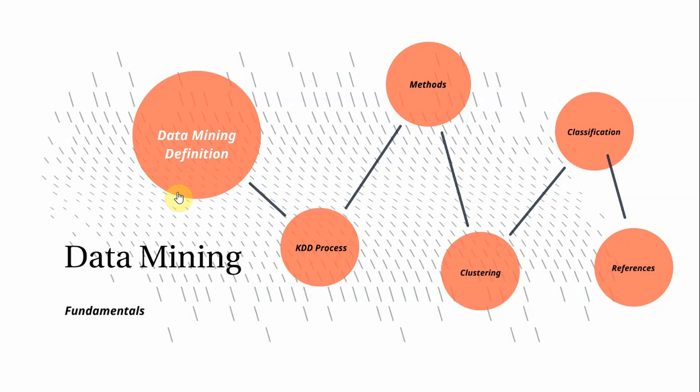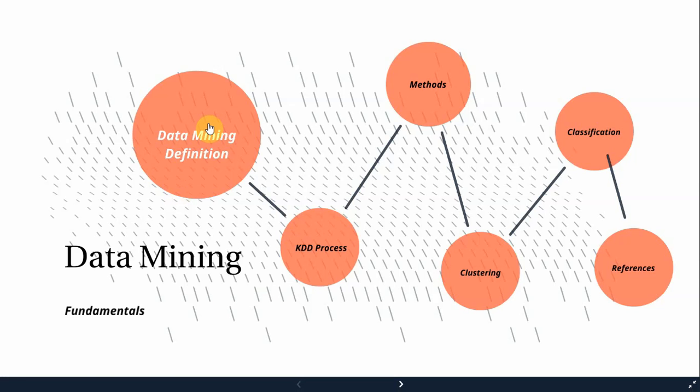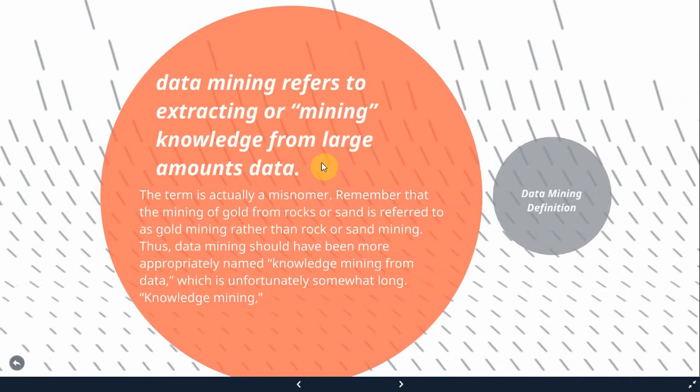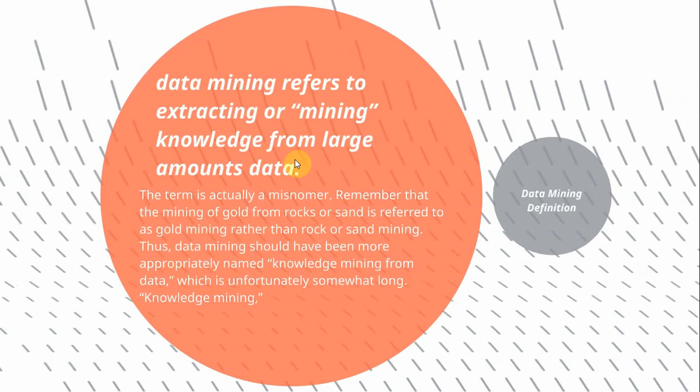So starting with the definition of data mining, as we all know, data mining is made up of two words: one is data and the other is mining. Data, as we all know, is the raw facts and figures which are stored at a particular location, and mining is to dig out something which is hidden. So data mining refers to extraction or mining of knowledge from a large amount of data.